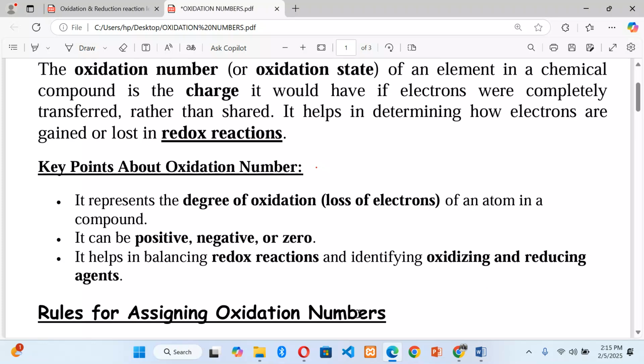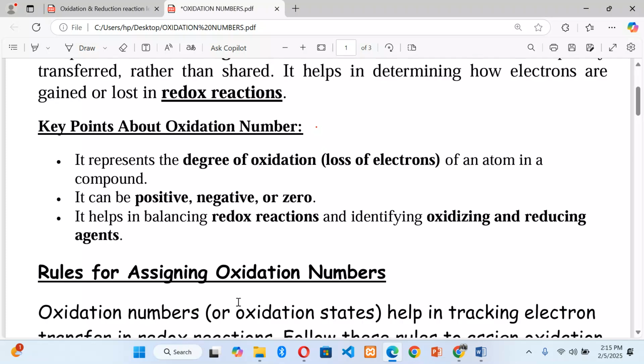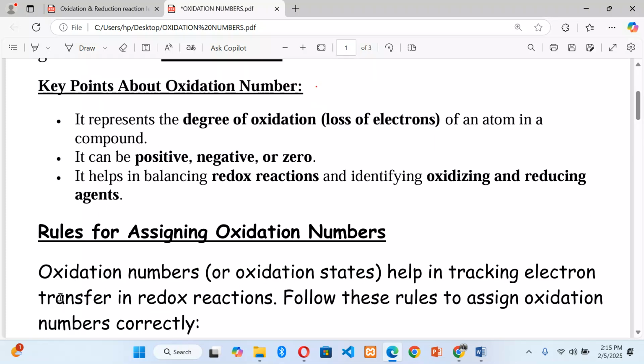In our next session, we shall be looking at different redox reactions, and we'll be able to identify oxidizing and reducing agents using oxidation numbers. Now, we have some rules that we follow when assigning oxidation numbers. Oxidation numbers help in tracking electron transfer in redox reactions, so we follow these rules to assign them correctly.